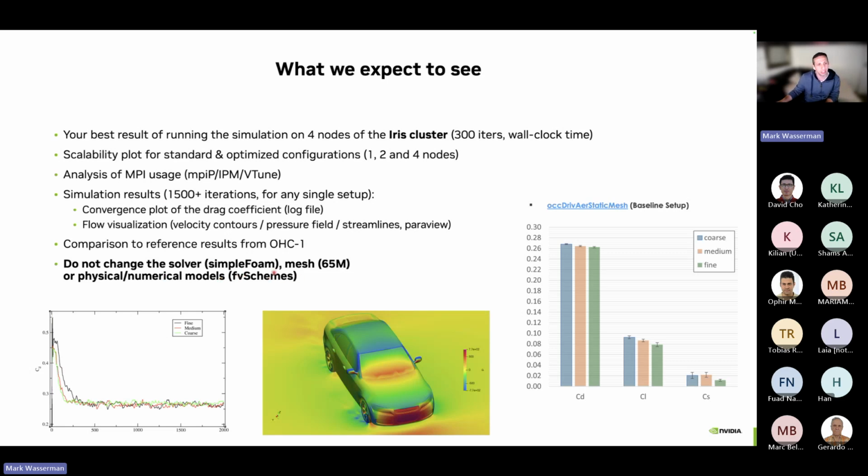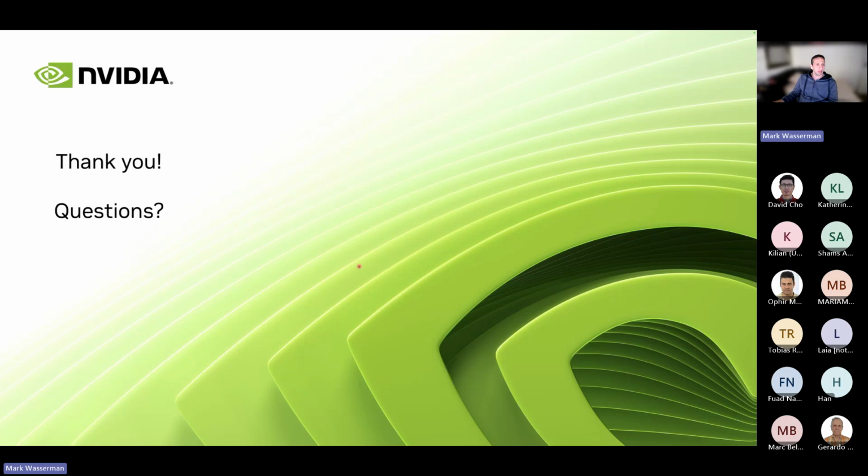Just because any one of these things would lead you to an infinite exploration space, and we want you to focus mainly on several parameters related to performance. Meaning that for this solver, for these schemes and for this mesh, try to change other parameters that would affect the performance. I hope that's clear. That's it from my part. If you have any questions, then I'll be happy to answer them.